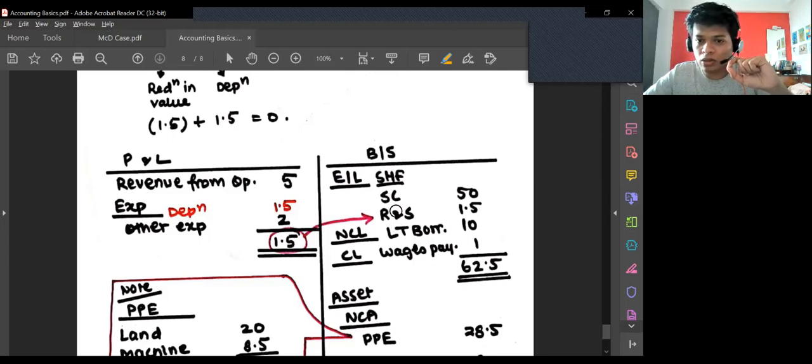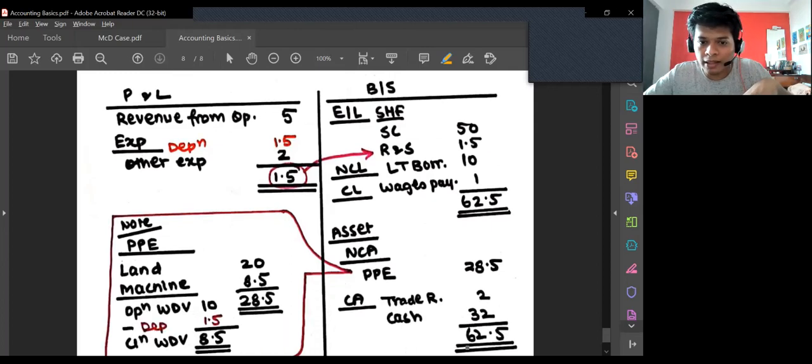This profit as usual will go into the reserves and surplus. In the balance sheet, shareholders' fund does not change. Okay, reserves and surplus 1.5, long-term borrowing 10, wages payable 1 from earlier example. And within PPE, what will happen? This will change from 28.5.